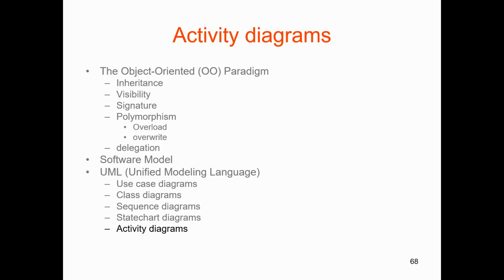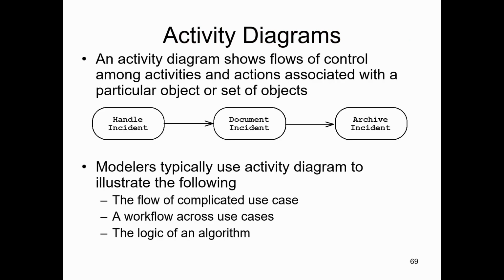The last diagram is the activity diagram. An activity diagram shows the flow of control, and we can use it to describe the flow across use cases, the flow of a complicated use case, and the logic of an algorithm.